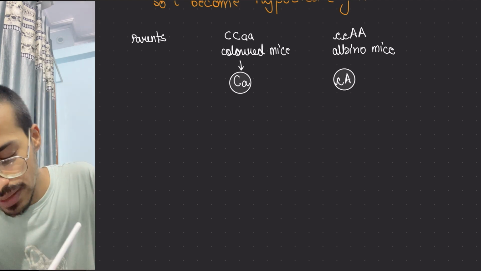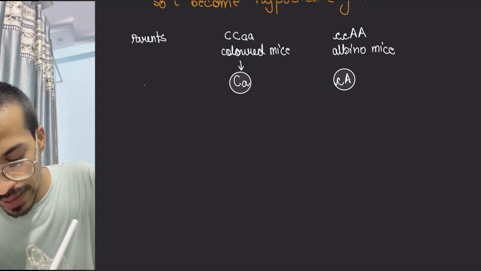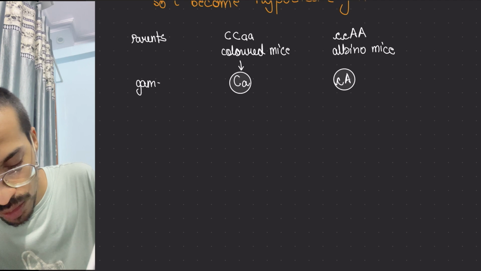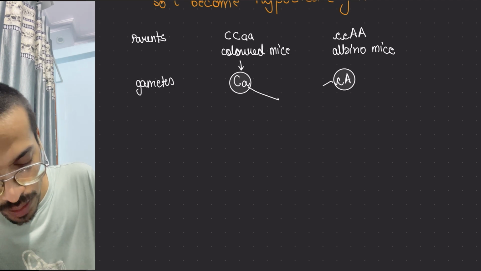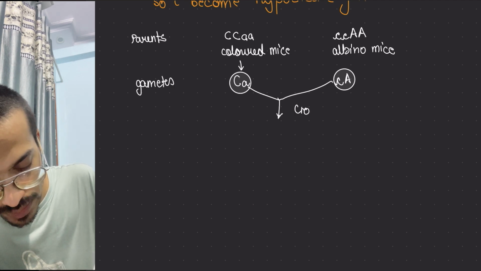Okay, so parents, these are the gametes. There will be a cross that will occur. The cross leads to what? This.